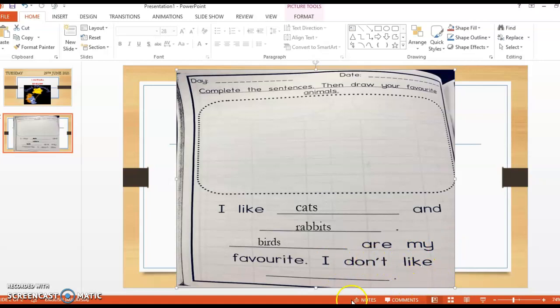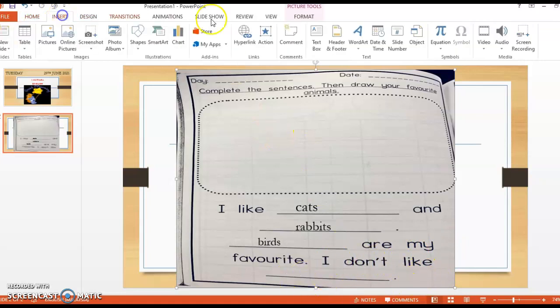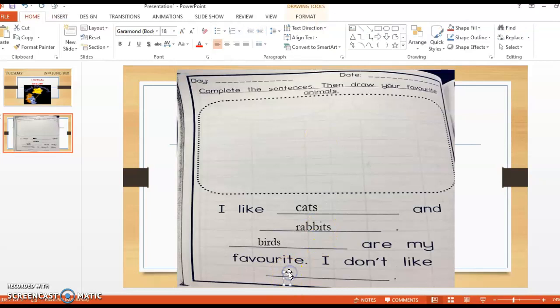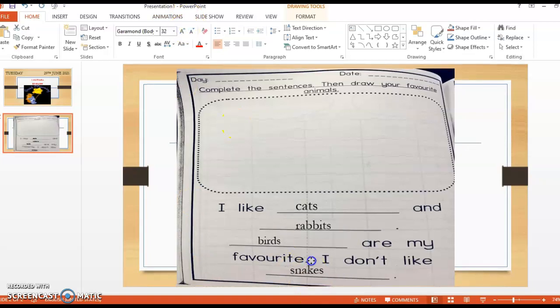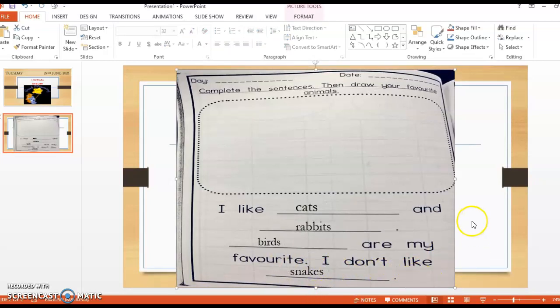Saya tak suka. Okay, bawah tulis satu haiwan yang awak tak suka. Okay, for example, tak suka snakes lah. Kalau macam saya tak suka snakes. I don't like snakes. So S-N-A-K-E-S. Okay. And then besarkan. Alright. Okay, ini contoh, this is example. Okay. So, dekat bahagian atas ni, kotak ni, lukis haiwan yang awak suka. Okay. You like cats, rabbit, birds. Okay, so boleh lukis cat, rabbit, birds.